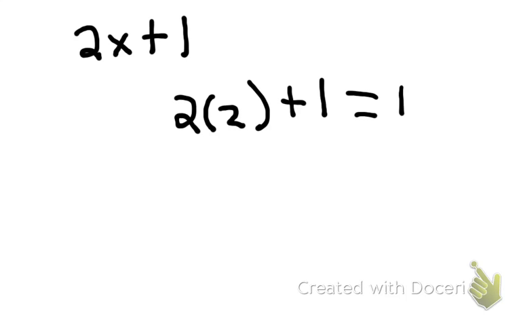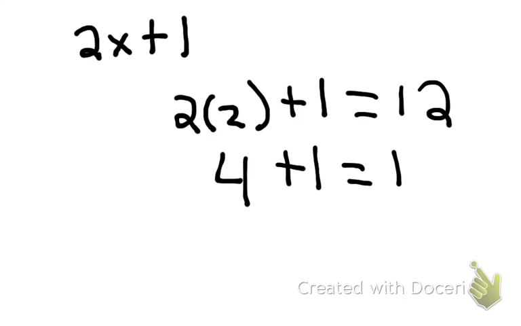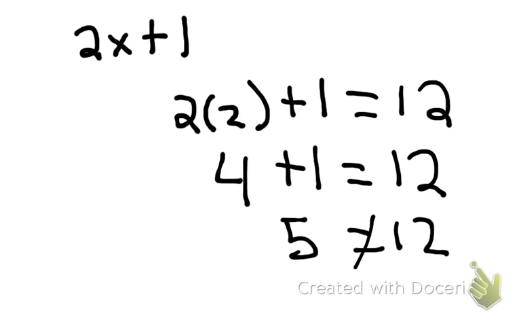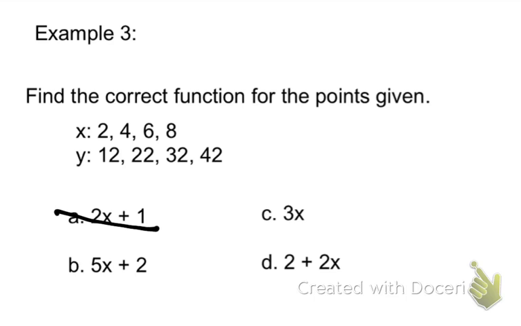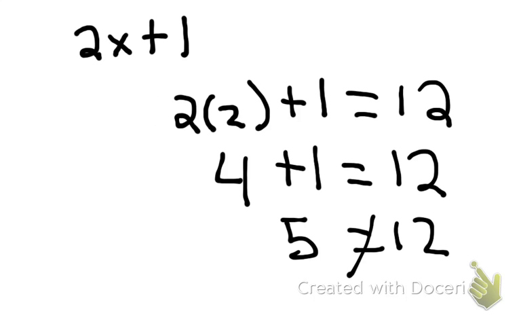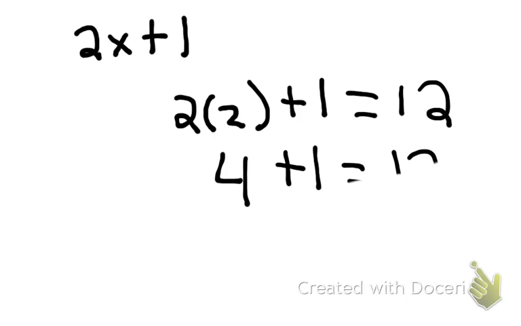So let's see if it works. 2 times 2 is 4, and you add 1. 4 plus 1 is 5. So it's not equal to 12. So A is not the answer. Let me just erase this really quickly.